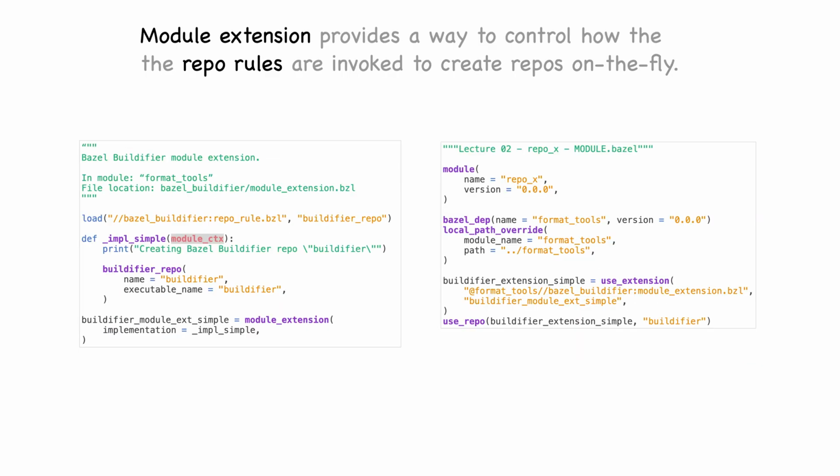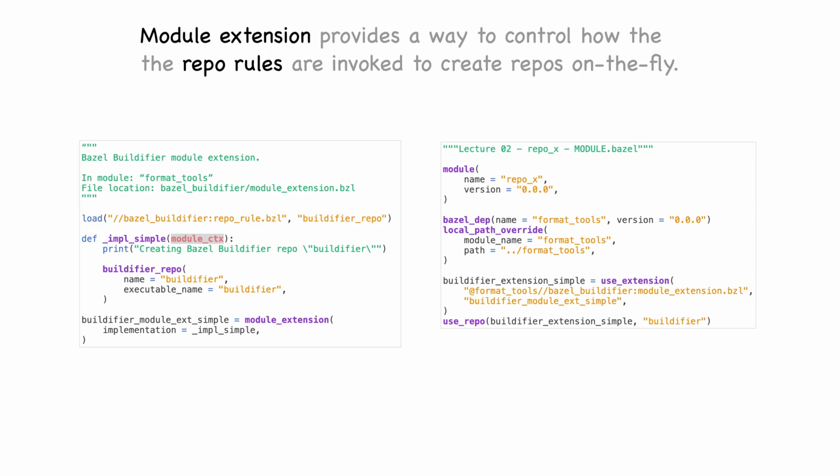The second way, which is more complex, is to use a module extension to create the repo on the fly. The module extension provides a way to control how the repo rules are invoked to create the repos. Like the rule and repository rule, you have to define the callback function and also the declaration in the .bazel file for the module extension.